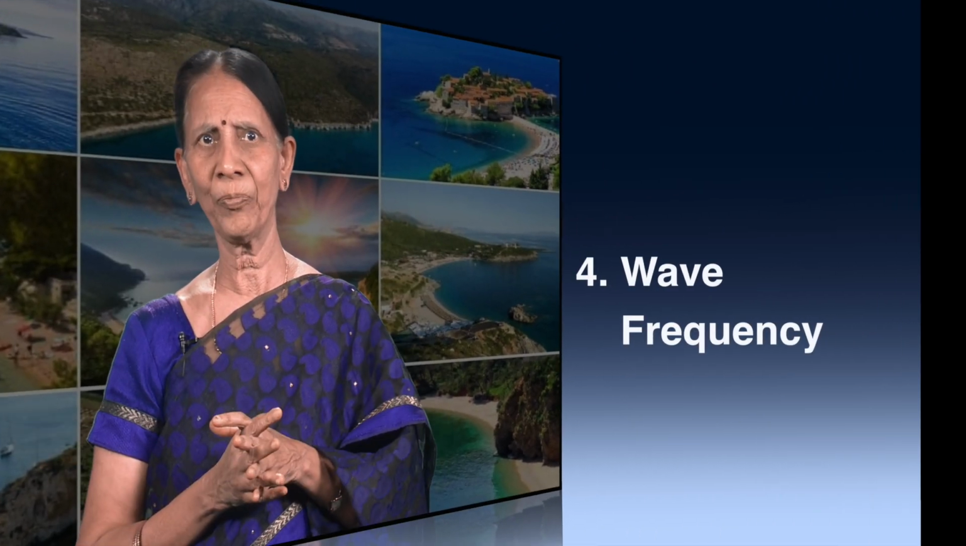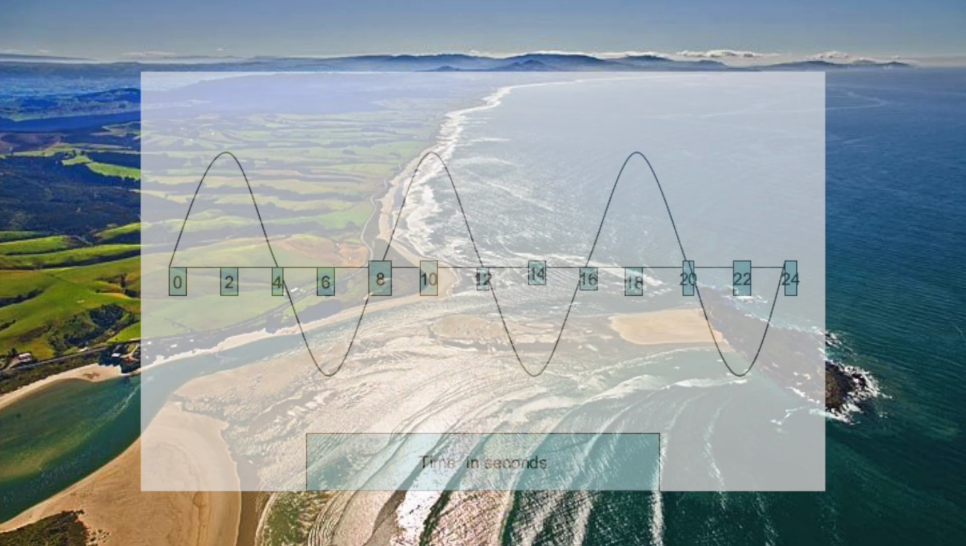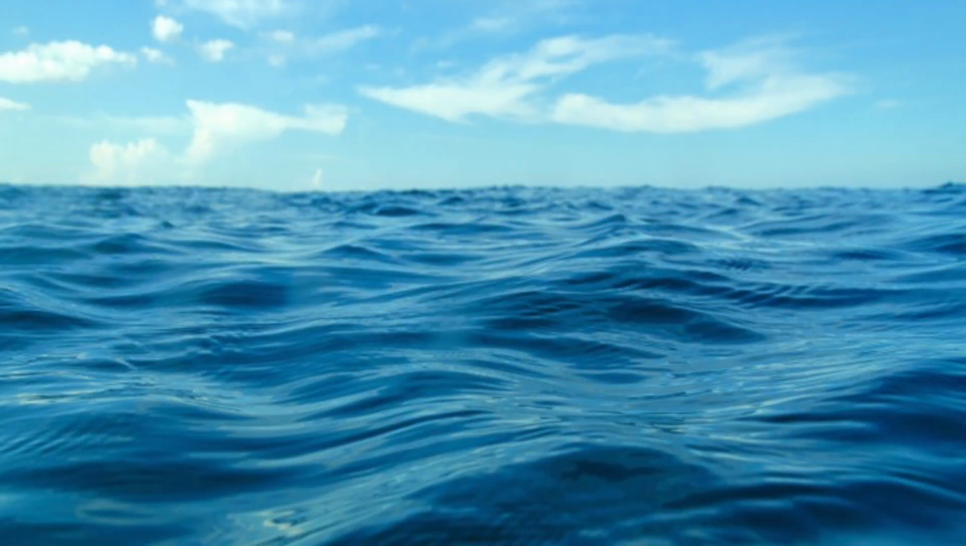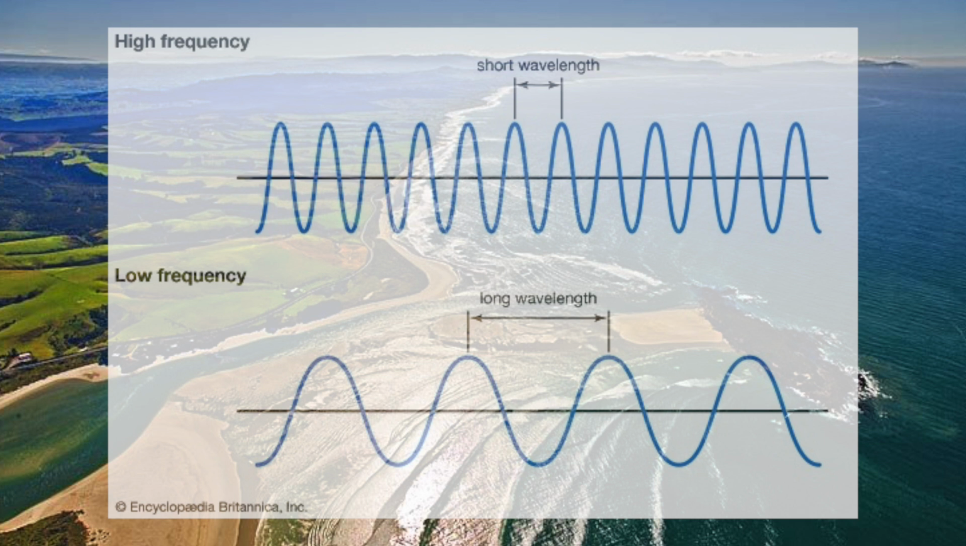Wave frequency. Wave frequency is the number of sea waves passing through a given point per unit of time. The wave frequency varies according to the wavelength of the sea waves. There is an inverse relationship between wavelength and wave frequency. That is, the shorter the wavelength, the higher the wave frequency, and the longer the wavelength, the lower the wave frequency.